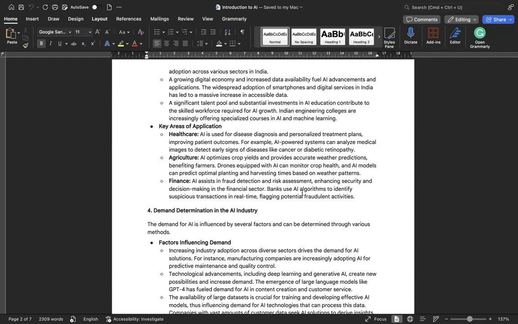For the finance sector, I couldn't remember the source actually. I'll let you know. Anyway, for finance, artificial intelligence assists in fraud detection and also in risk assessment, to enhance security and decision making in the financial sector. So banks use artificial intelligence algorithms to identify suspicious transactions in real time, and they will automatically flag potential fraudulent activities as well.